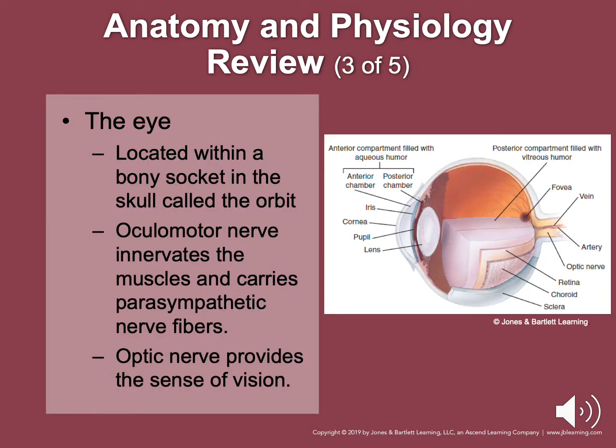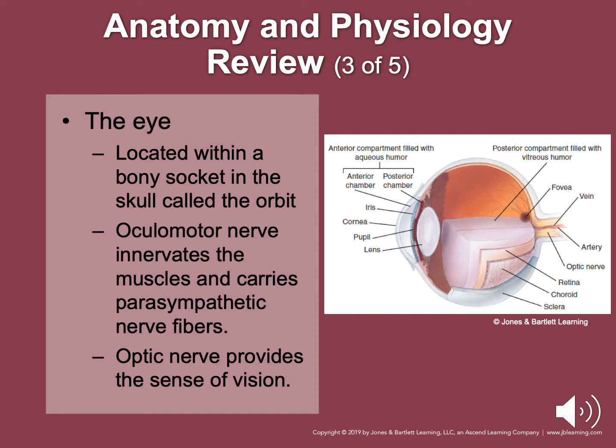The eye is globe shaped, approximately 1 inch in diameter. It's located within a bony socket in the skull called the orbit. It's held in place by loose connective tissue and several muscles. The oculomotor nerve innervates the muscles and carries parasympathetic nerve fibers. The optic nerve provides the sense of vision. The orbit itself forms the base of the floor of the cranial cavity. Directly above it are the frontal lobes of the brain.